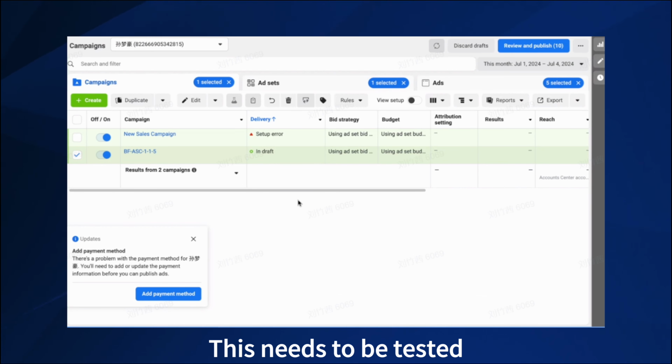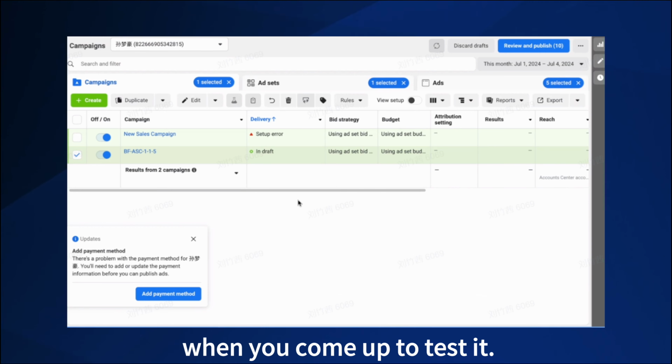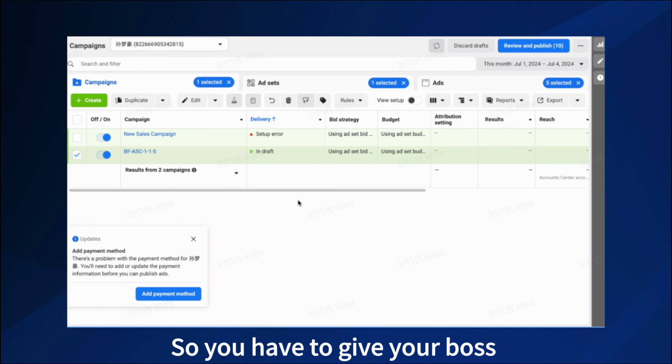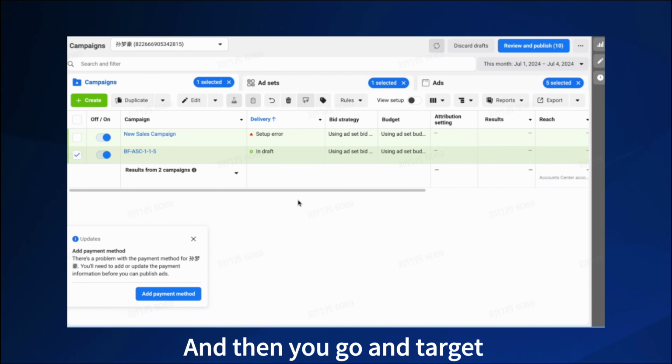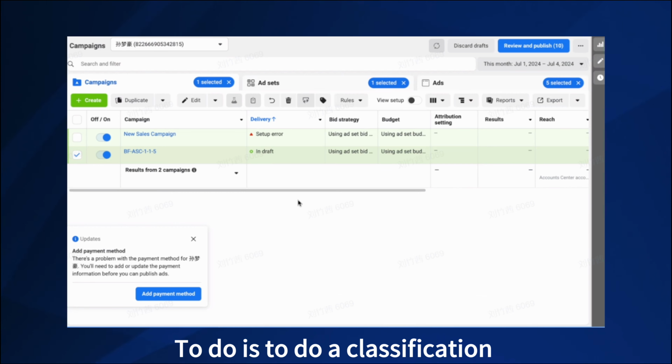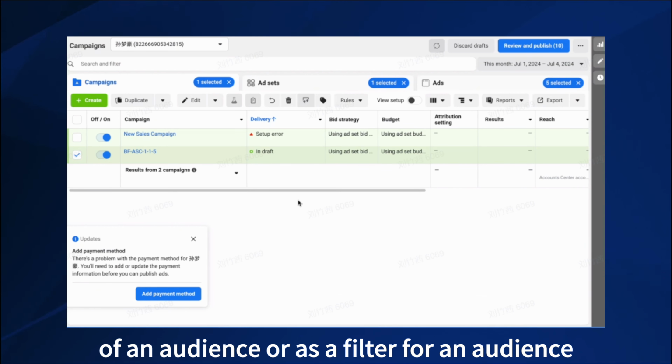This needs to be tested, not that you can test it when you come up to test it. So you have to give your boss a psychological expectation, and then you go and target one of his product features. To do is to do a classification of an audience or as a filter for an audience.